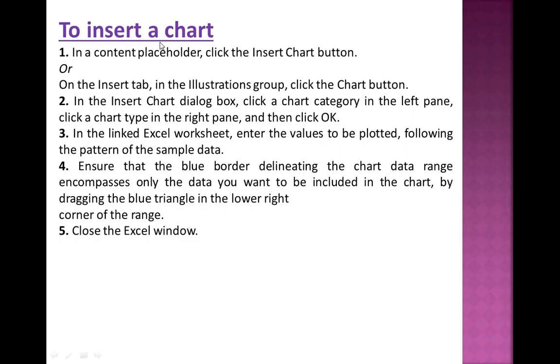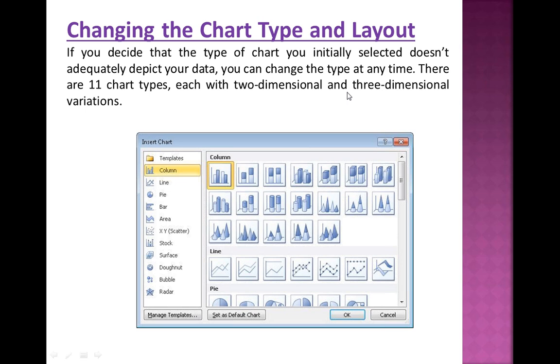Then how to insert a chart? Simply go to the Insert tab, click on the Illustrations group, click on the Chart button. Then how to change the chart type and layout? You can use 11 types of charts: column, line, pie, bar, area, scatter that is XY, stock, surface, doughnut, bubble, radar. You can use any type of chart. There are a total of 11 types of charts.